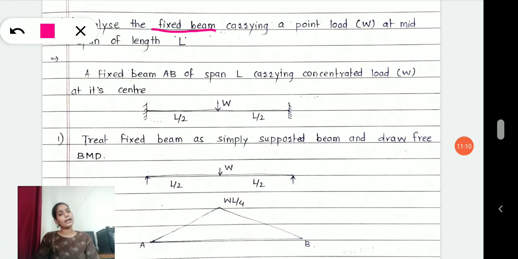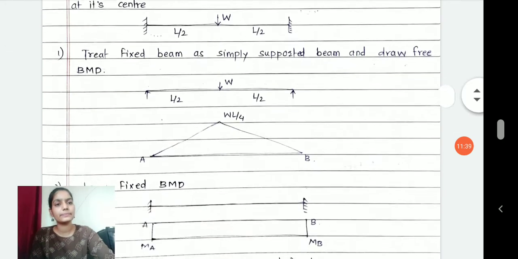Now I am dividing this beam into two steps. How am I doing it? First of all, I will consider it as a simple support. That beam is supported with a simple support, and I will calculate the bending moment for it. I will draw a bending moment diagram for it. Later, I will take a fixed support and remove the loading upon it. See.